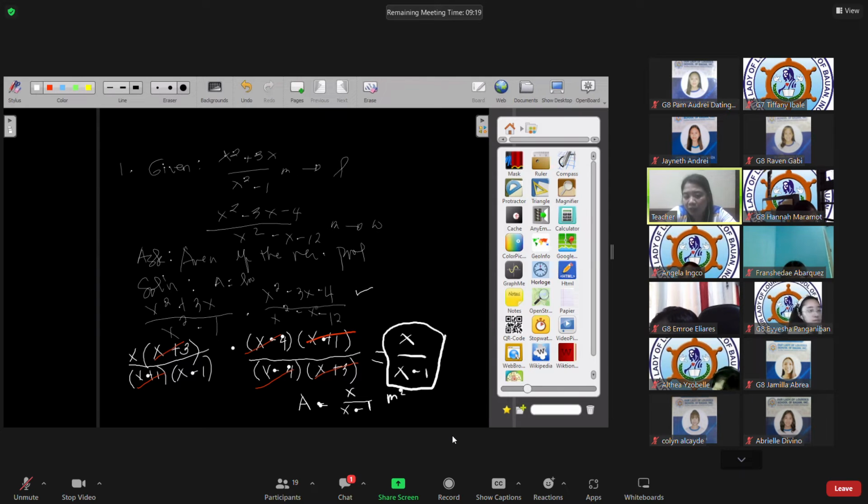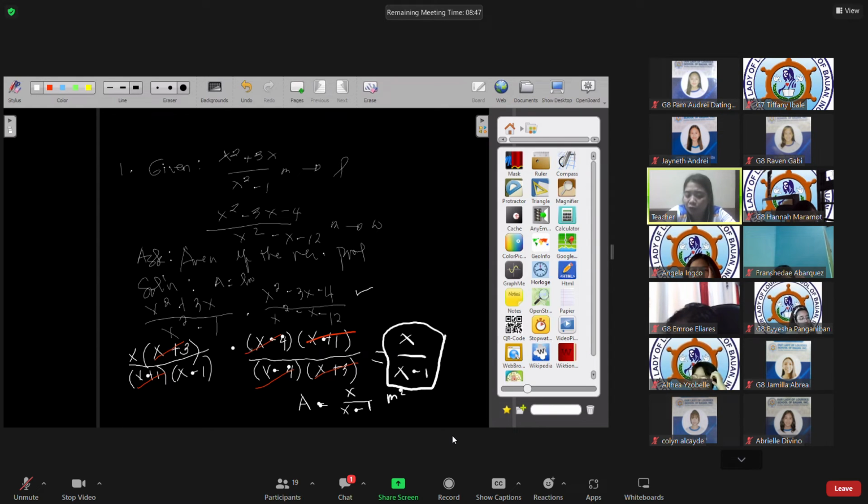What is your middle term? Negative 3x. Okay, negative 3. So, ano-ano yung factors ng negative 4? Pwede mo siyang ilista or ilist down na kapag tinad mo, ang magiging sum ay negative 3. Kaya ang naging answer dyan ay negative 4 and positive 1. So, negative 4 times 1, negative 4. Negative 4 plus 1 is negative 3.